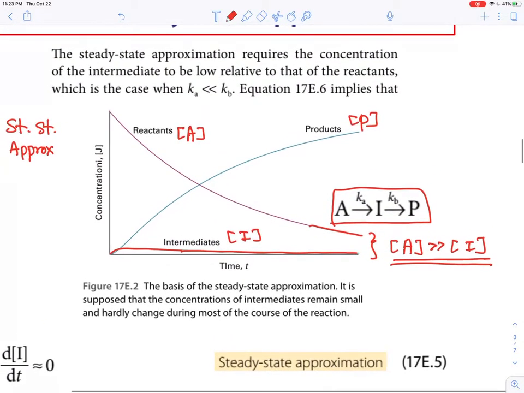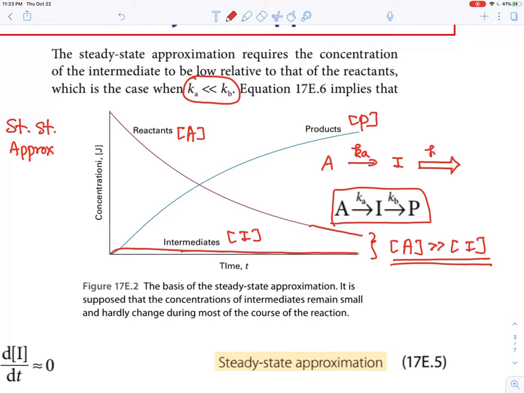In order for this to happen, this is a case where the Ka value is smaller than Kb. What that means is A goes to intermediate with a Ka value that is small, compared to this fast step, which is Kb, going to the product.